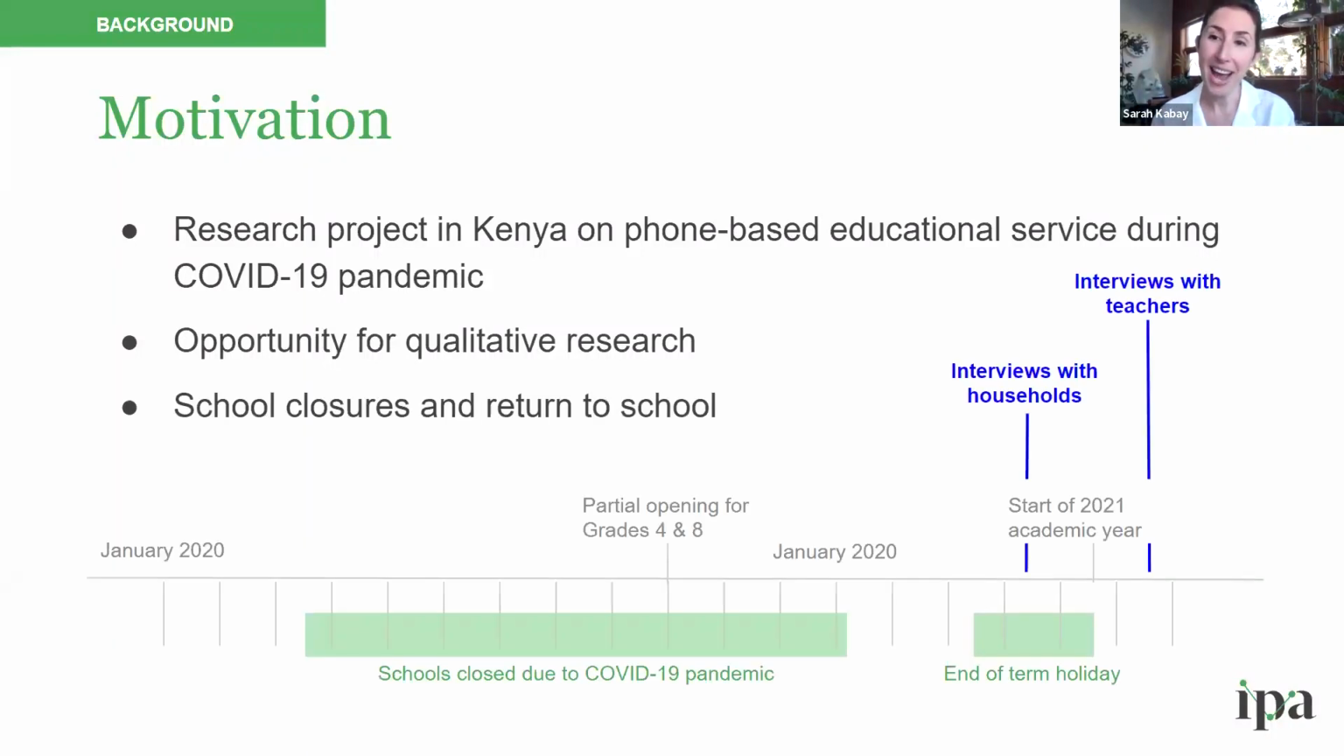But then because of the timing, this gave us a really unique opportunity to get insight on the period of school closures and the return to school. So you can see here the timeline for school closures in Kenya during the 2020 and 2021 academic years. And you can see our interviews with households and our interviews with teachers were conducted right at the beginning of the return to school.